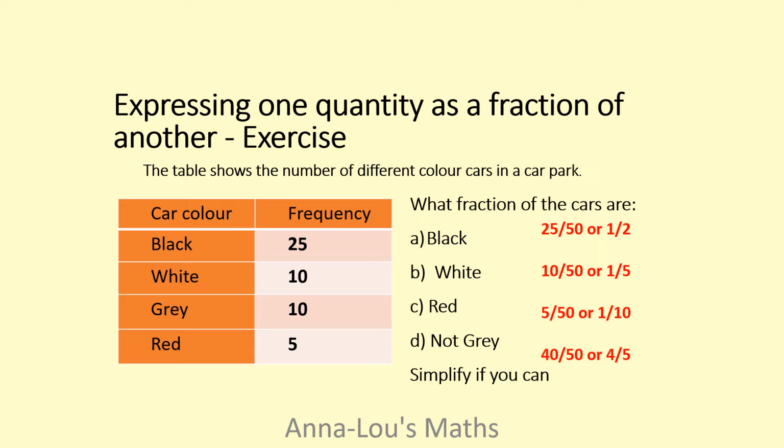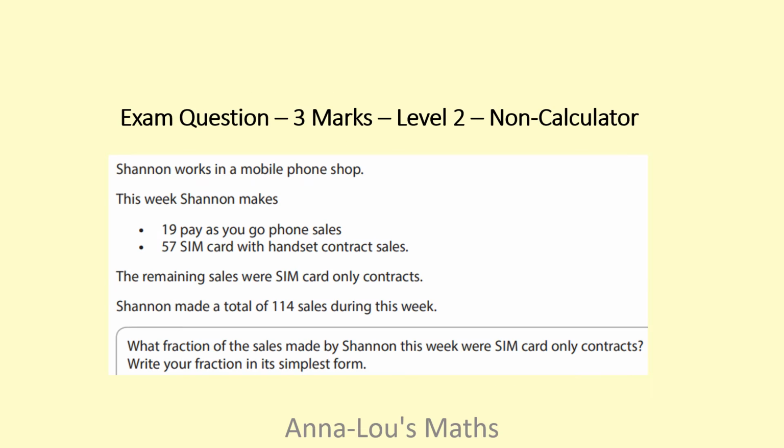There's two ways of working this out. Not grey, I could have said, well, there's 10 grey, there's 50 cars, 50 take away 10 means 40 not grey, or I could have added up my other colours. Let's have a look at what this might look like in an exam situation. So here's an example of a non-calculator question worth 3 marks for a level 2. So give this one a pause, give it a read through, and we'll discuss it.